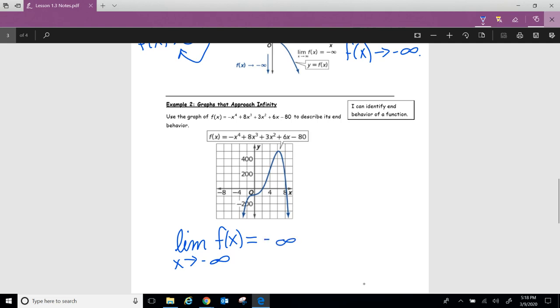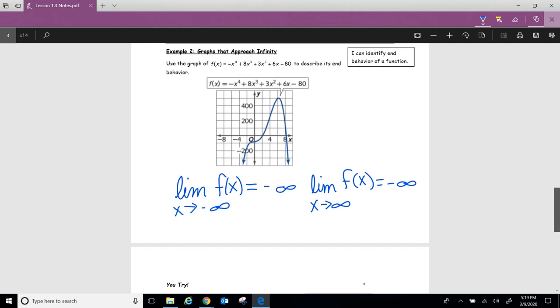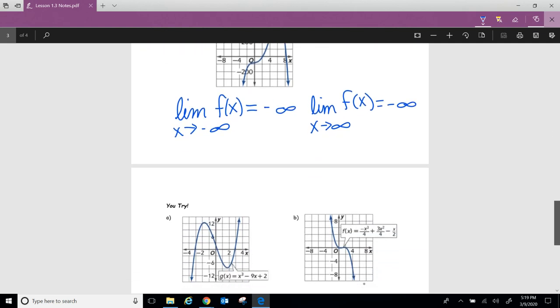If we look on the right-hand side of our graph here, that would be the limit as x approaches infinity of f of x. And where are we headed on the right-hand side? We're also going down to negative infinity. So down to negative infinity on both sides. Same exact thing that we talked about in Algebra 2, just expressing it a little bit differently to kind of get you more geared towards some calculus notation.